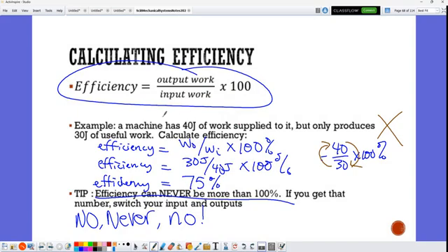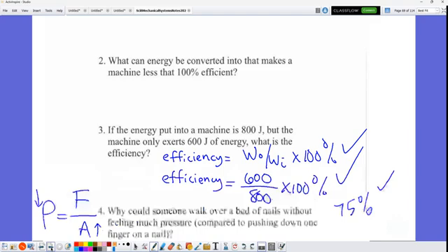Here we have an example. 40 joules of work is supplied to it, and it does 30 joules of useful work. Small divided by big: 30 divided by 40 times 100. Or if you want, output divided by input times 100. Remember, you can never have more than 100% efficiency. In this case, when they did it wrong, they got 133%. Impossible.